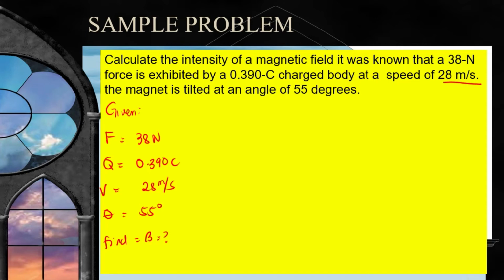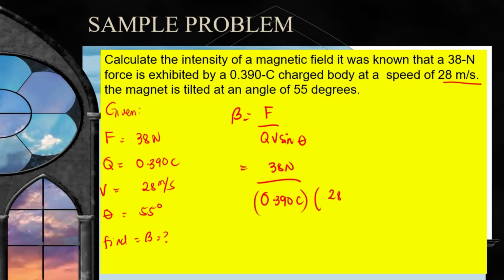For the magnetic field, based on our given, we can use, and take note that this Q can also be denoted as small q, the formula B is equal to force over qV sine theta. Substitute, we have 38 newtons over 0.390 coulomb times 28 meters per second times sine 55 degrees. So your B, or magnetic field, will be 4.25 Tesla.